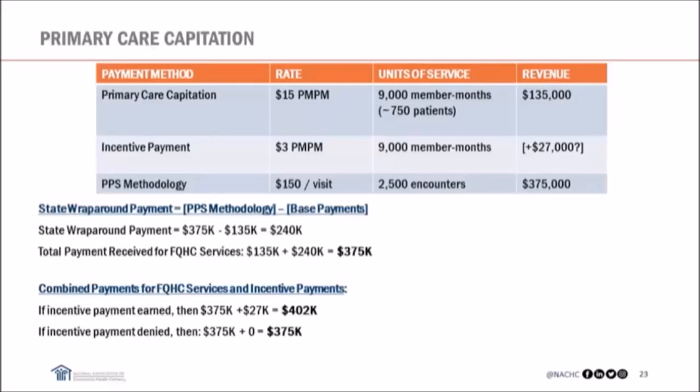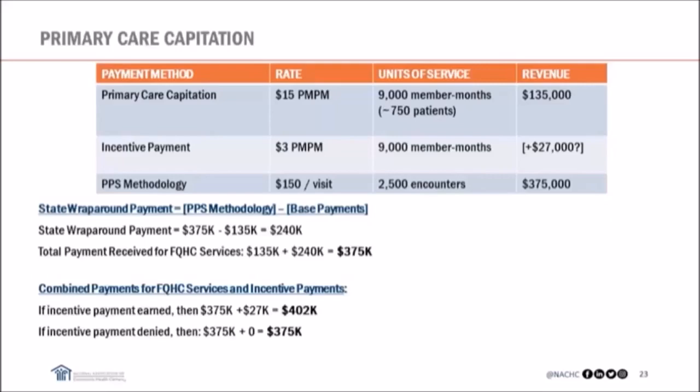Let's assume 9,000 member months, so they generate $135,000 in revenue from the MCO. Let's say the MCO is also paying the health center an incentive, a $3 per member per month incentive. And just to keep our example simple, let's say the health center earns the incentive payment if they achieve NCQA patient-centered medical home rating level 3. For purposes of our example, they've reached that level of NCQA certification, and they've maintained it throughout the course of the contract with the payer. So let's say they earn the whole $27,000 from the payer.